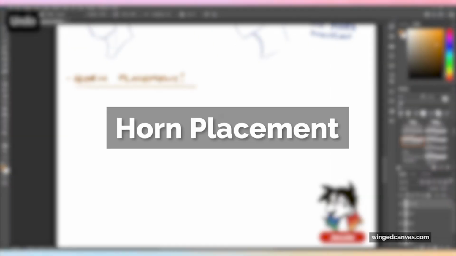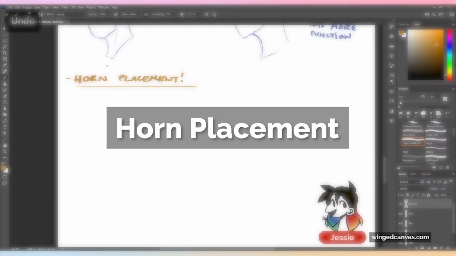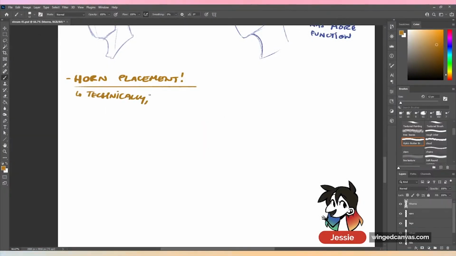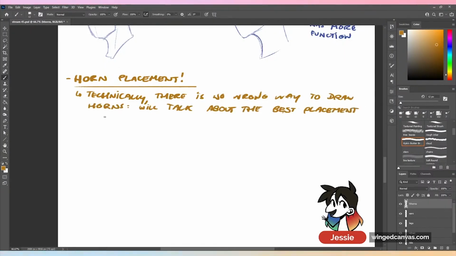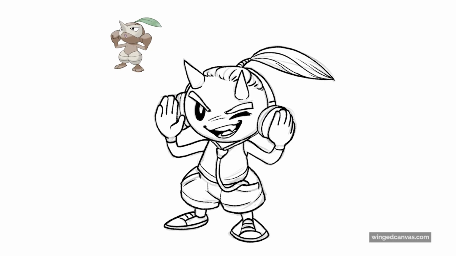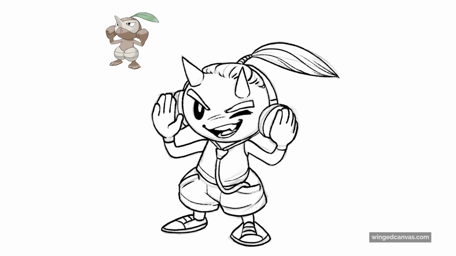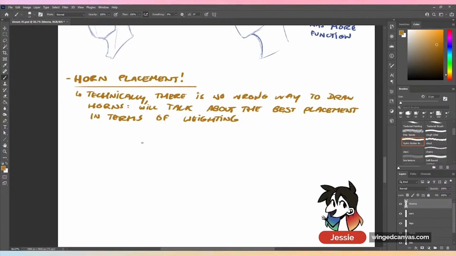The thing with horns, it's hard to do horns wrong because there really isn't a wrong way to do them. So horn placement. Let me just write a little disclaimer here. Technically, there is no wrong way to draw horns. We'll talk about the best placement in terms of weighting. If we're talking about tiny little horns, tiny little nubs, those can be placed wherever the heck you want, right? Those are not heavy. Nobody cares. Just place them where you want.